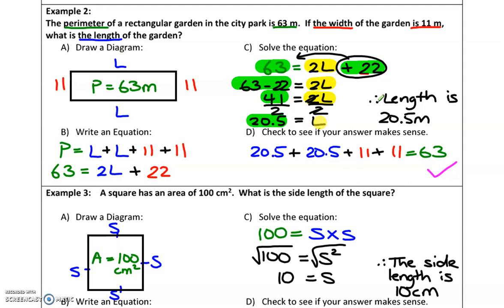The last step that we want to do is we just want to check our answer. So let's say that our length is 20.5. Okay, so now what I'm going to do is I'm just going to erase these 2.